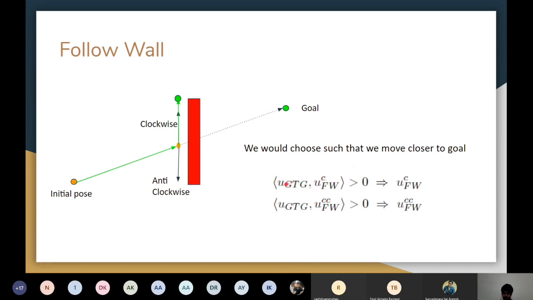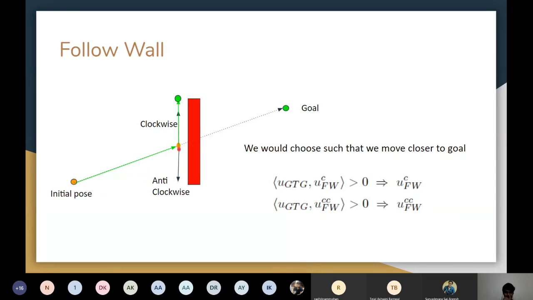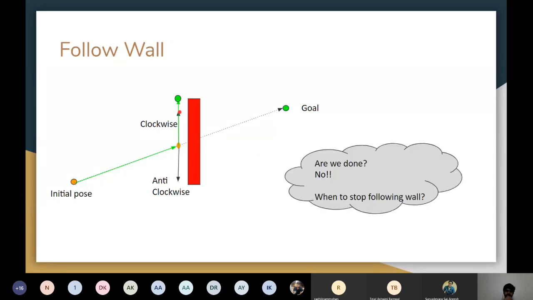Here there is go to goal and follow wall clockwise. If this angle is greater than zero, that is, cos of this is greater than zero, that means the angle is between 0 and 90 degrees, and that is what we are supposed to follow. And if not, for anti-clockwise, we'll follow that. Here CC represents counterclockwise, same as anti-clockwise. So out of the two options available, we need to go in the clockwise direction. Now we have three behaviors: go to goal, avoid obstacle, and follow wall.